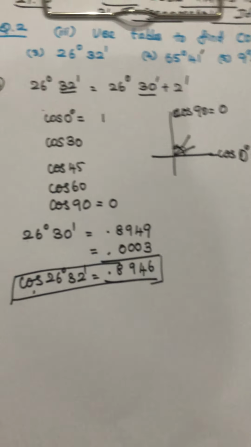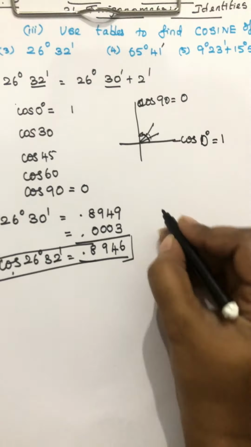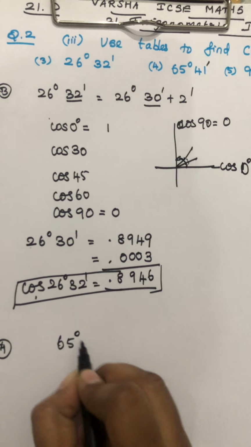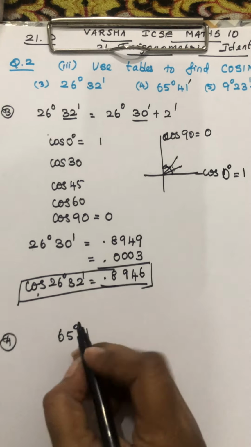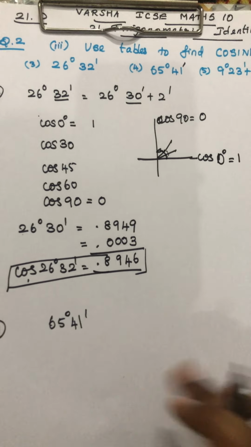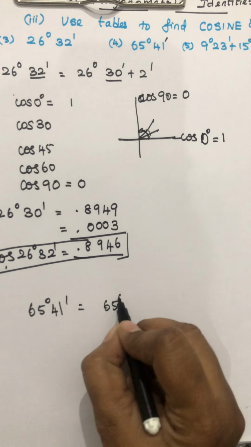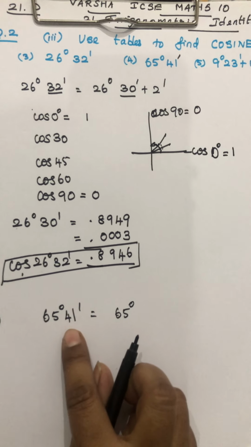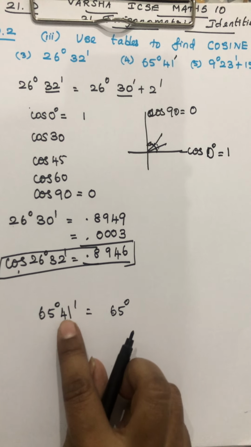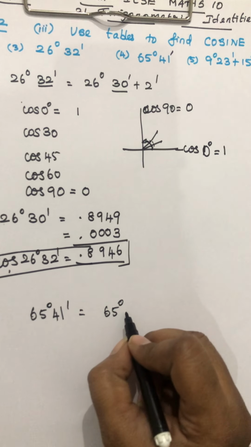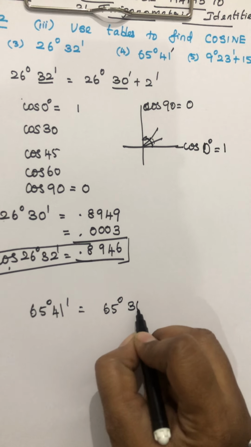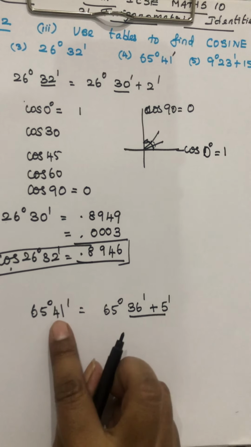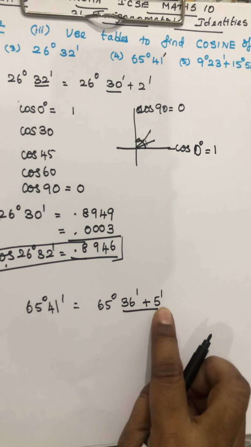Okay, so this is the third sum. Now go to the fourth one. See, what is our fourth question? 65 degrees 41 minutes. Listen carefully. 65 degrees we can see in the table, but is 41 there in your table? No. So what is the multiple of 6 before 41? That is 36, right? Yes, 36 minutes plus 5 more minutes. So we have split this 41 into 36 plus 5 minutes.